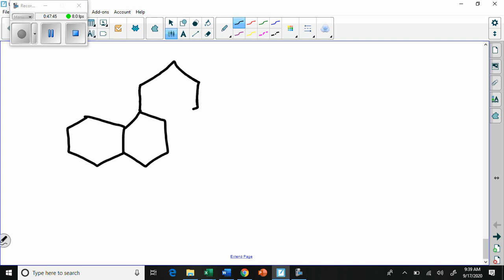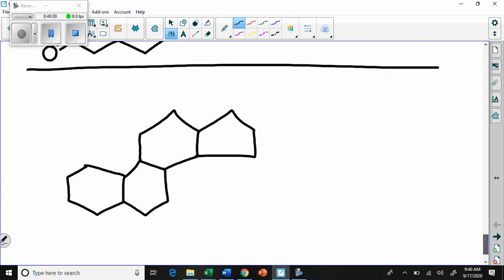So now you can see how easy it is to start, and then a pentagon, to start recognizing. If you see 3 hexagons and a pentagon like this, you pretty much know it's a steroid, right? You can be pretty safe at guessing that, at least with the molecules that we're going to be using. Okay, I'll bring it down a bit.